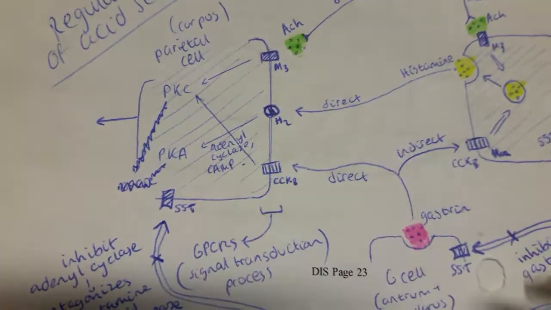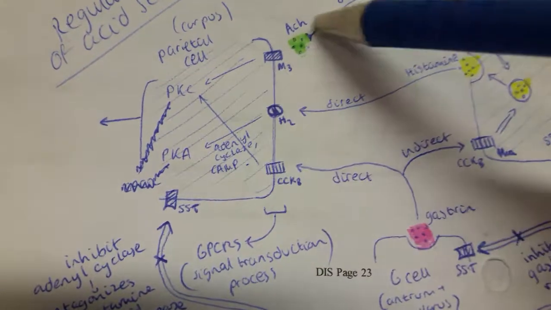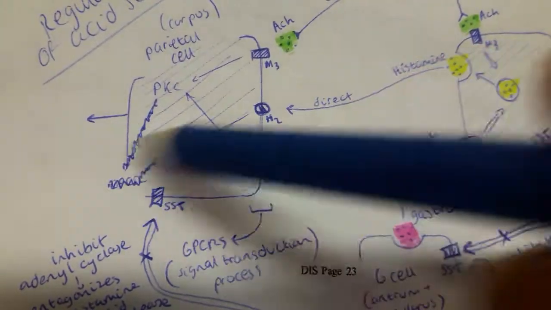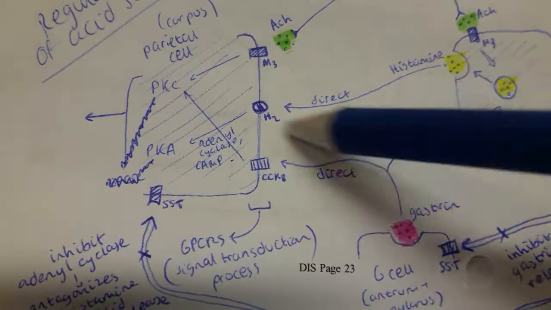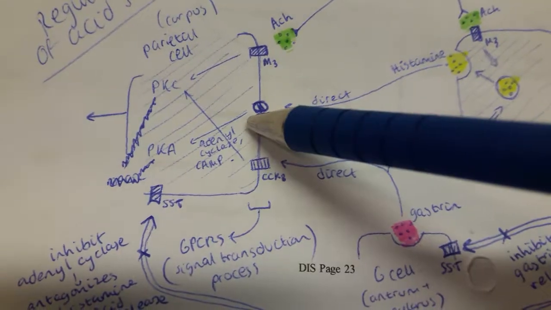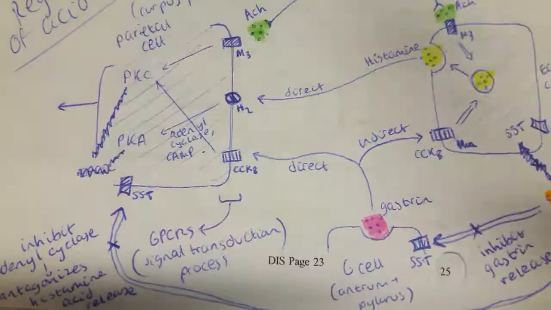So if you see it, the somatostatin doesn't stop acetylcholine and gastrin effect on the parietal cell. It acts on the histamine pathway, because histamine is the one that makes the adenyl cyclase. If you inhibit adenyl cyclase, you're not having histamine-mediated acid secretion.